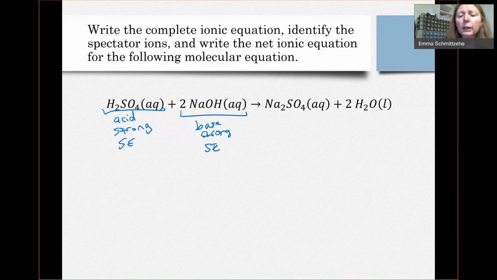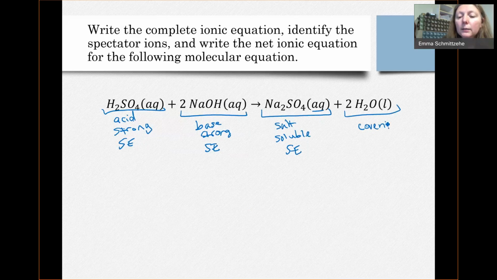And then we have Na2SO4. That's an ionic compound or a salt. And it's aqueous, so that must be a soluble salt. And so that means that is a strong electrolyte. And then we have H2O. That is a covalent compound.